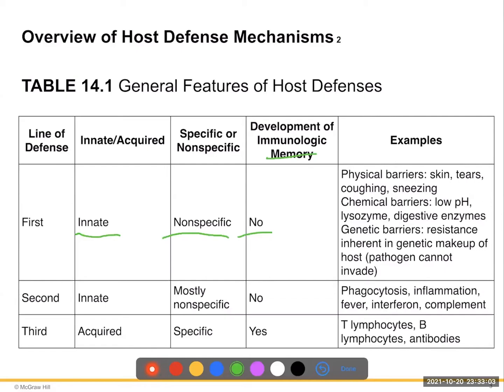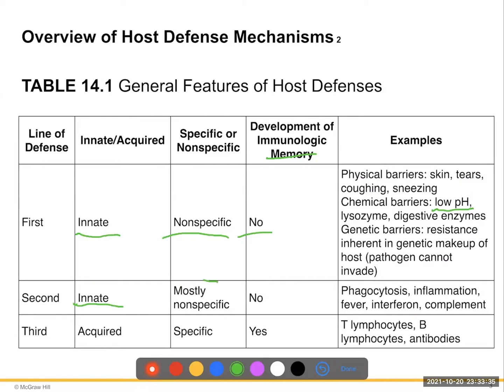All right. So physical barriers are a part of the first response. The skin, tears, the washing over the eyes, coughing, sneezing, chemical barriers. A low pH. Low pH means high acidity, which kills bacteria. Okay, lysozymes, which dissolve anything. Digestive enzymes. Genetic barriers, like resistance inherited in the genetic makeup of the host, where a pathogen cannot invade due to genetic makeup. The second line of defense is also innate.